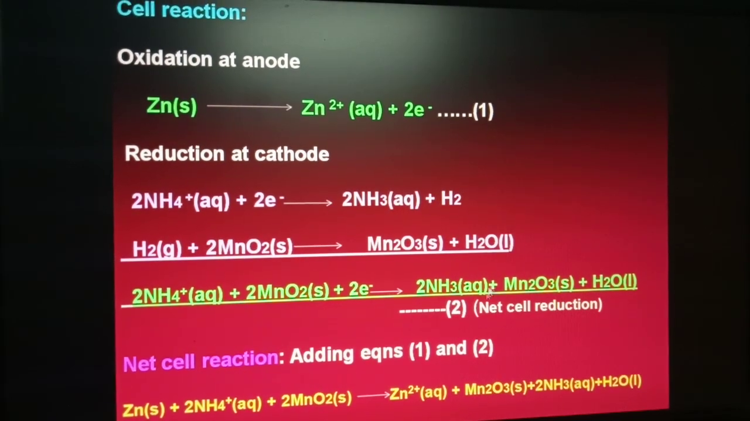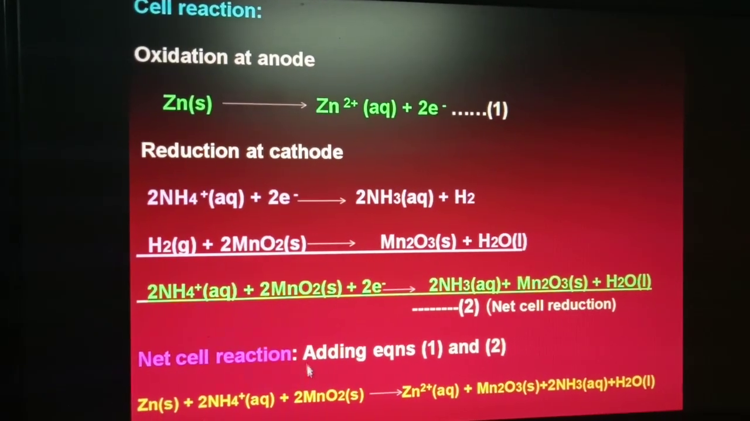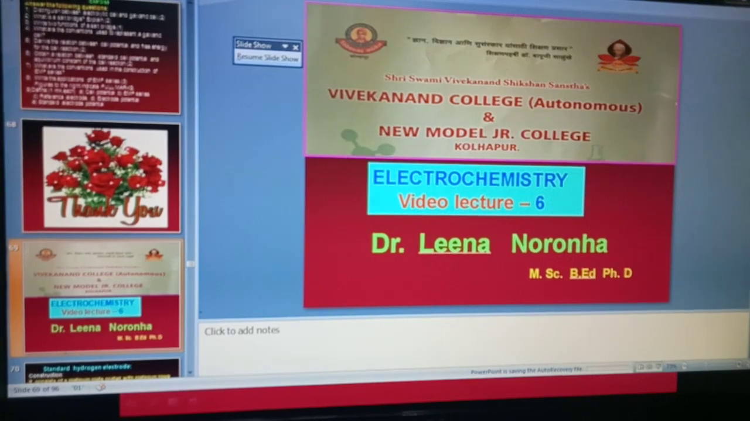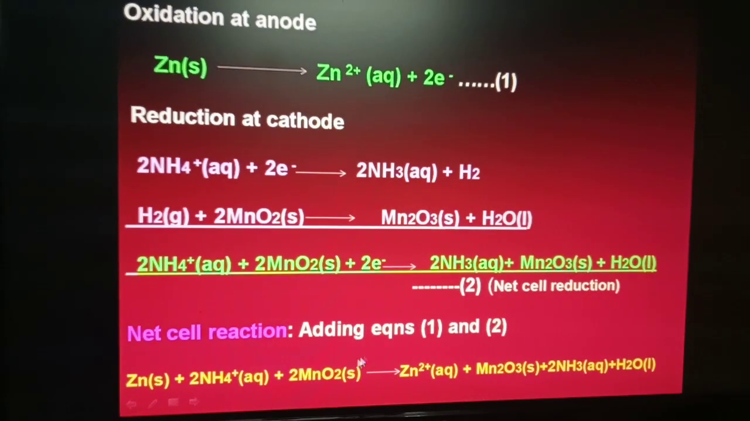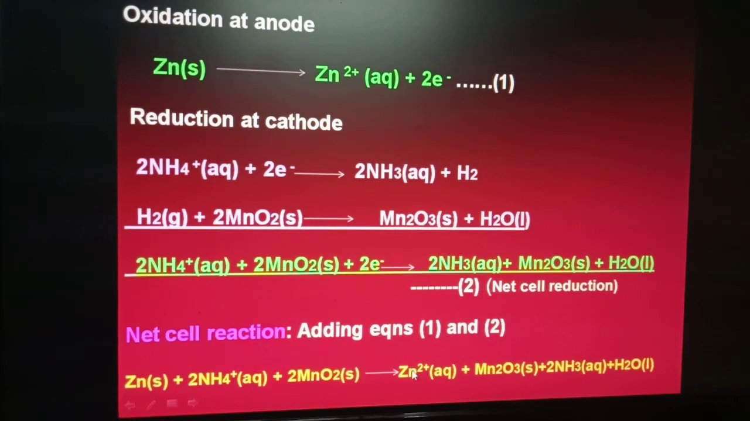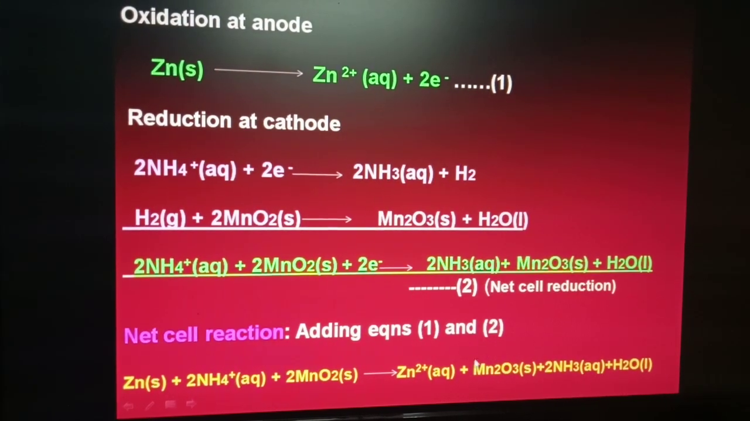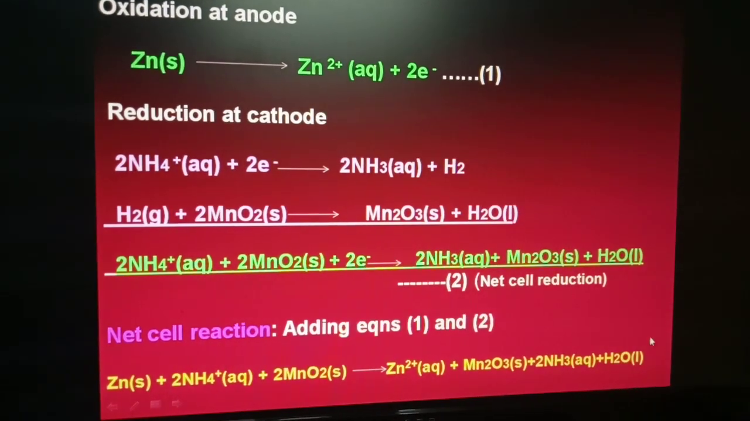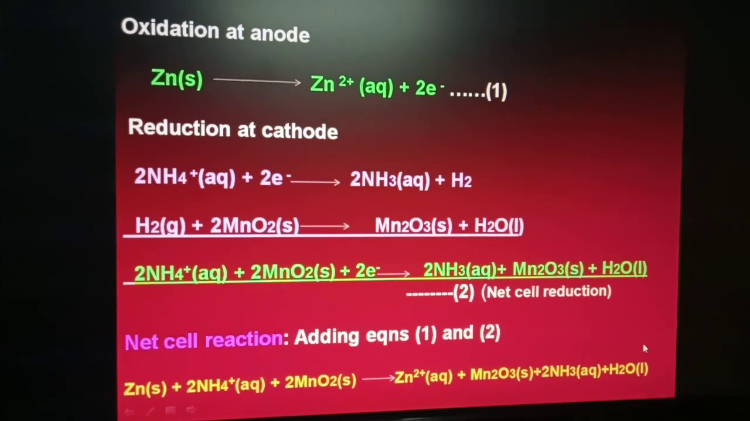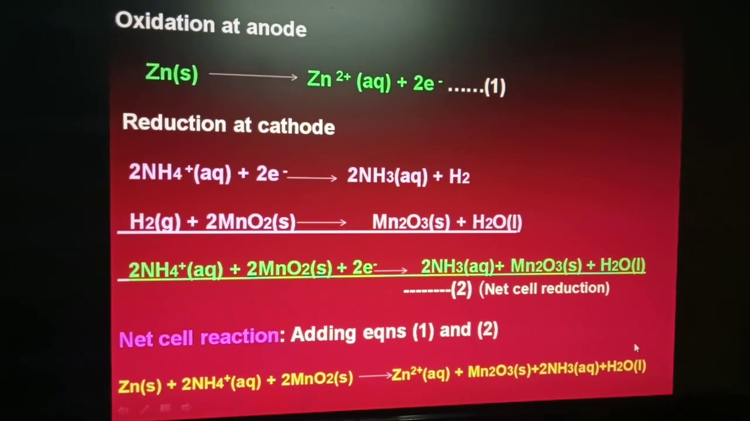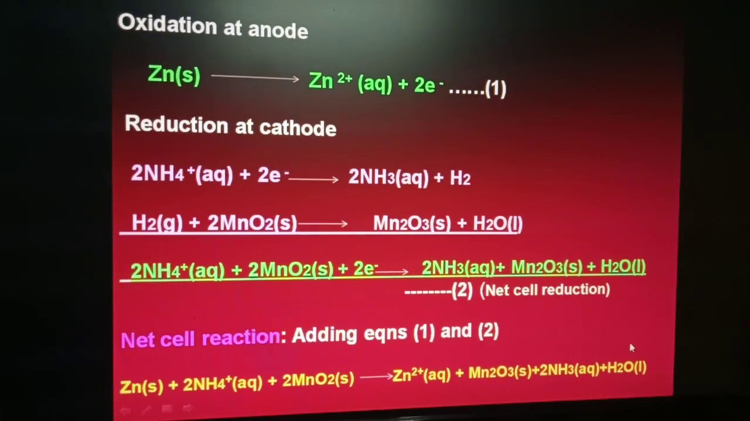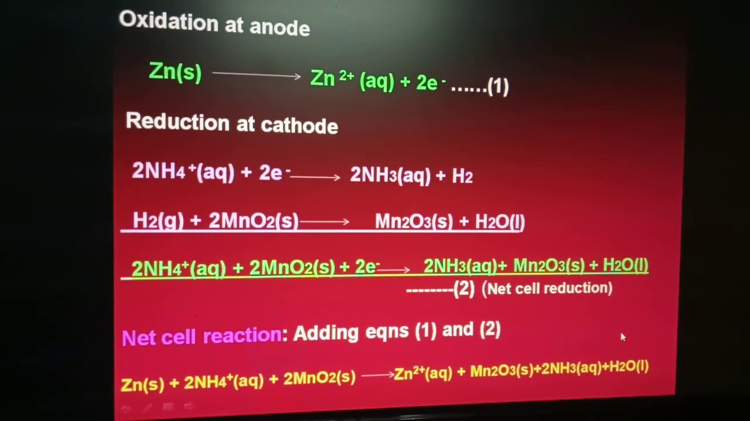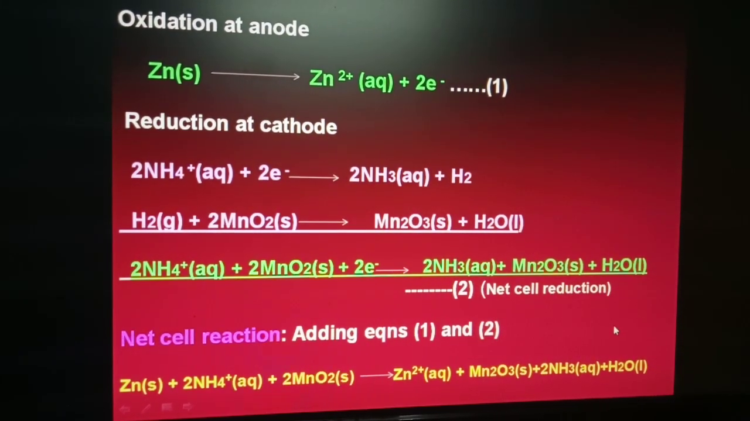Now let us consider this net cell reaction as equation number 2. If we add equations 1 and 2, we get the overall cell reaction as Zn solid plus 2 NH4+ aqueous plus 2 MnO2 solid gives Zn2+ aqueous plus Mn2O3 solid plus 2 NH3 aqueous plus H2O liquid. Reactions are very important under working. You have to learn them thoroughly, practice them by writing, and the reaction should be balanced while representing them.